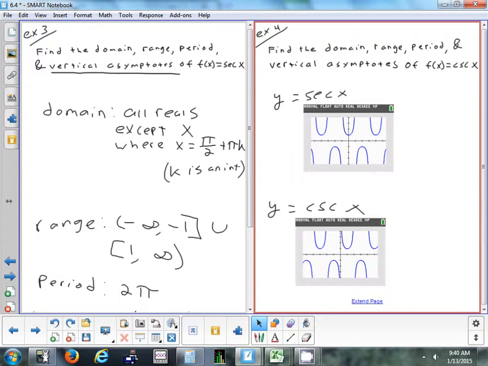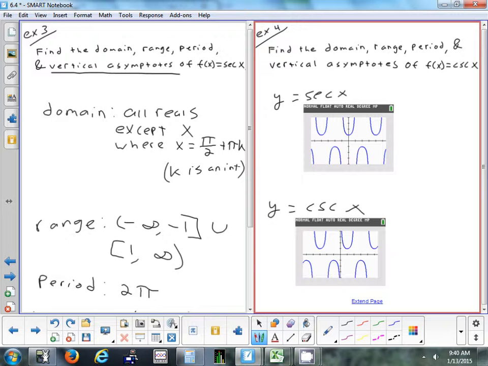Okay, but if you're going to go through it, what's your domain? Well, it's all reals except x, where x is of the form pi k. This time, my asymptotes start at 0, and I get another one every integer multiple of pi. 1 pi, 2 pi, 3 pi, 4 pi, 5 pi, 6 pi. So it's all reals except x, where x is of the form pi k. My first asymptote starts at 0.